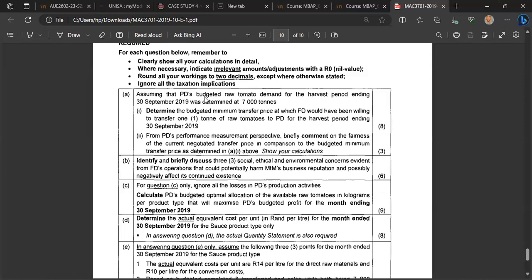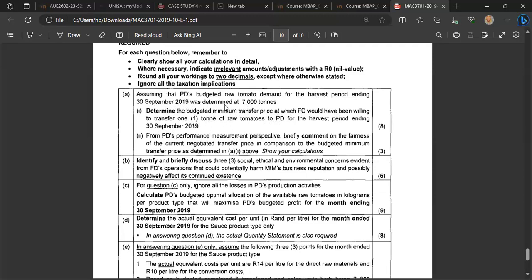All right, so assuming PD's budgeted raw tomato demand for the harvested period ending 30 September 2019 was determined at 7,000. Determine the budgeted minimum transfer price at which FD would be willing to transfer 1 ton of raw tomatoes to PD for the harvest period ending 30 September 2019. All right, so we have done minimum transfer pricing before, right?